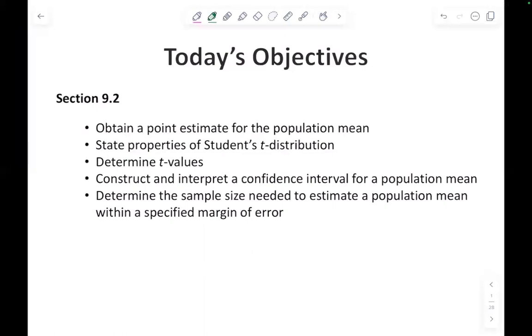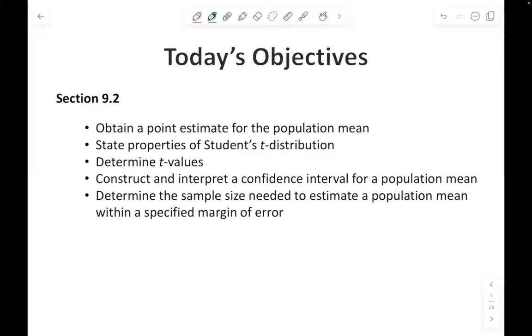So we're in section 9.2. We're ending up chapter 9. The material in 9.2 draws on some of the stuff that we learned in 8.1. So today we're going to be looking at confidence intervals when we're working with means. You're going to learn about t-distributions and t-values. Don't worry, they're not overly complicated. And we're going to also figure out the sample size needed for a certain margin of error and confidence level.